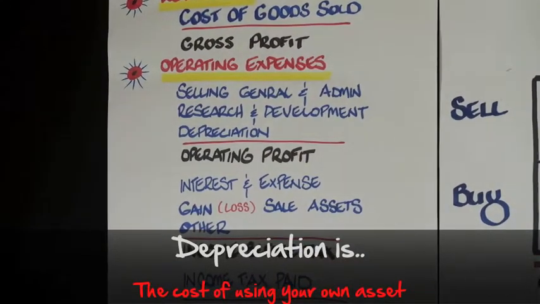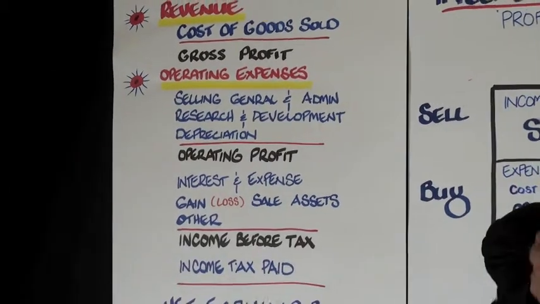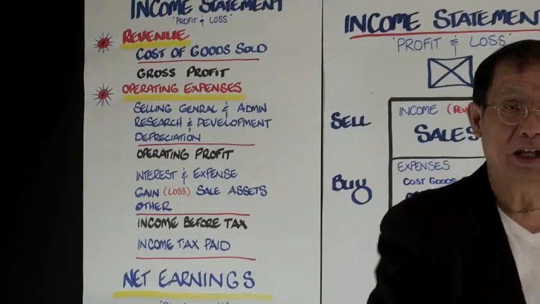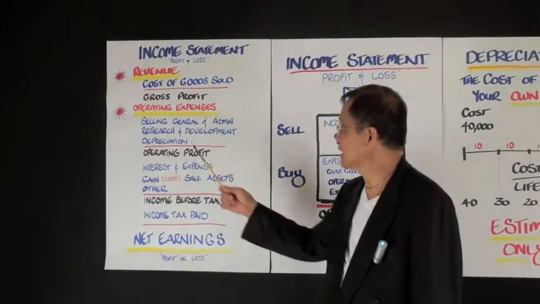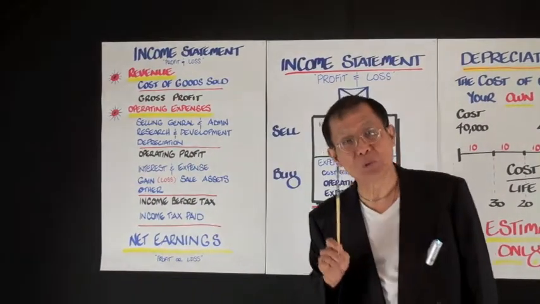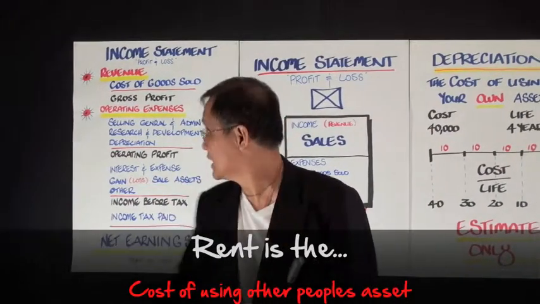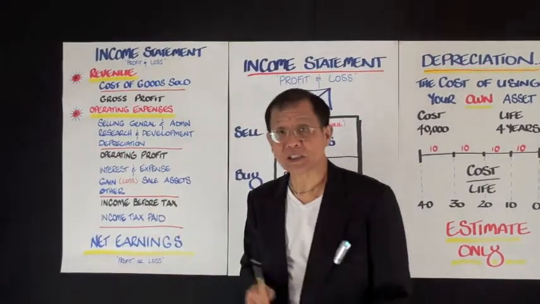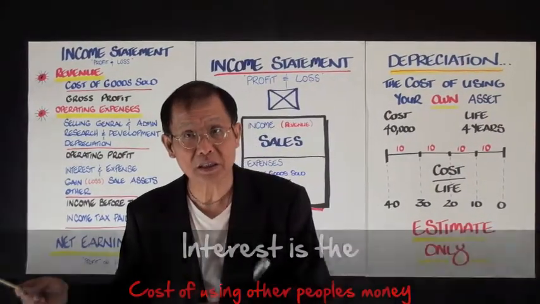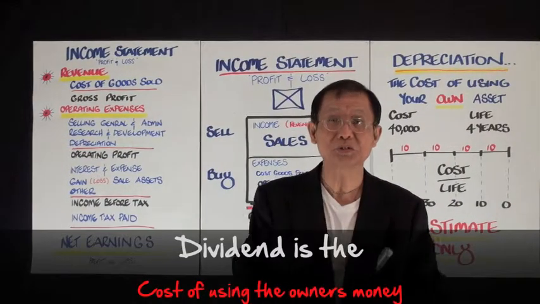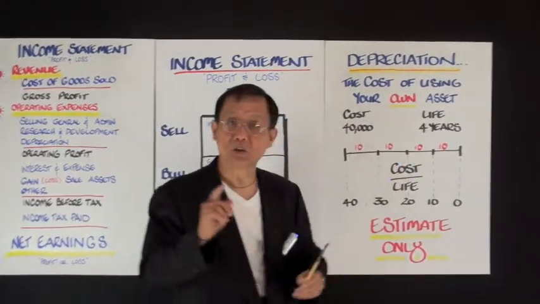Depreciation, simply put, is the cost of using our own asset. If we don't have the asset, we don't have the plant, or the car, or the van, what do we do? We rent one. When we rent a van, or rent an asset, it appears here as rent. So what is rent? Rent is the cost of using other people's asset. Similar with interest. What is interest? Interest is cost of using other people's money. Dividend is the cost of using your own money. Depreciation is the cost of using your own asset.